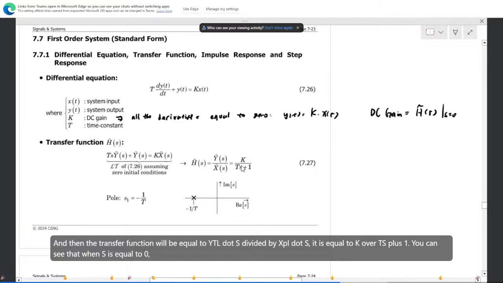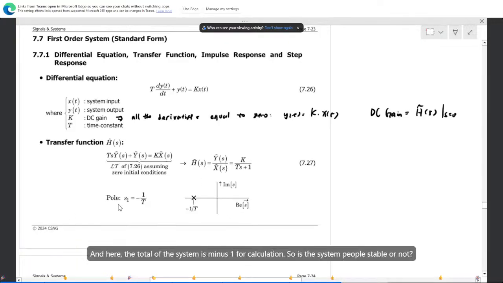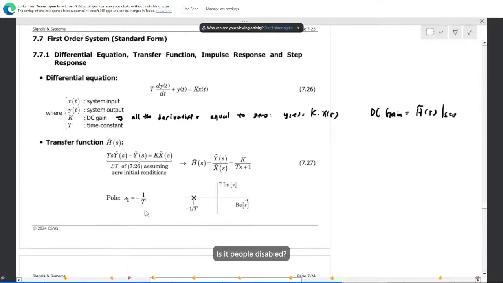We can see that when s is equal to 0, H tilde s is equal to K, and K is the DC gain. And here the pole of the system is minus 1 over capital T. So is the system BIBO stable or not? Is it BIBO stable? Yes, so it is BIBO stable.